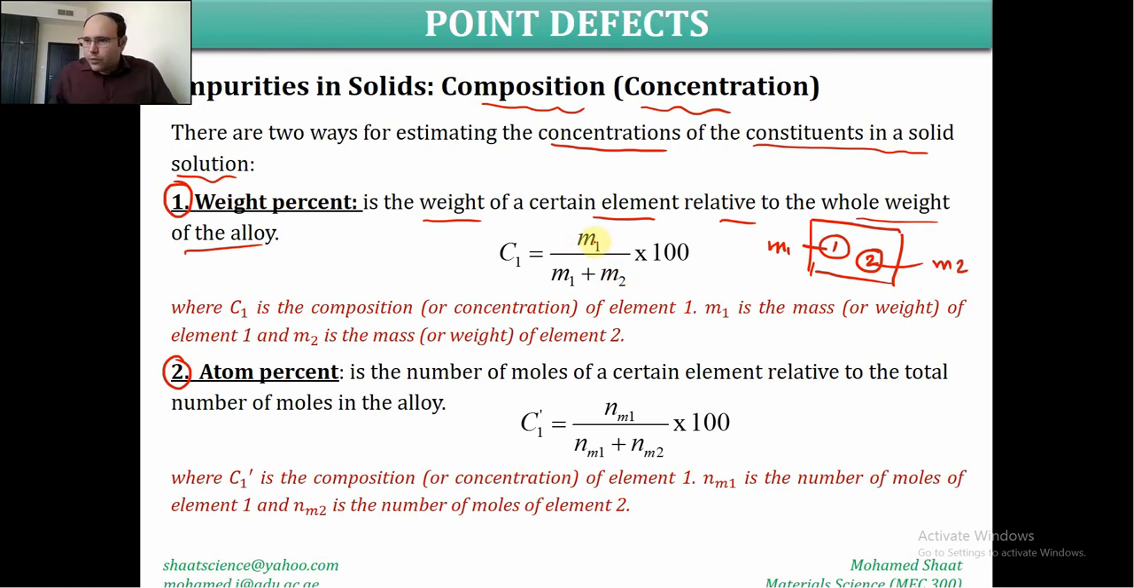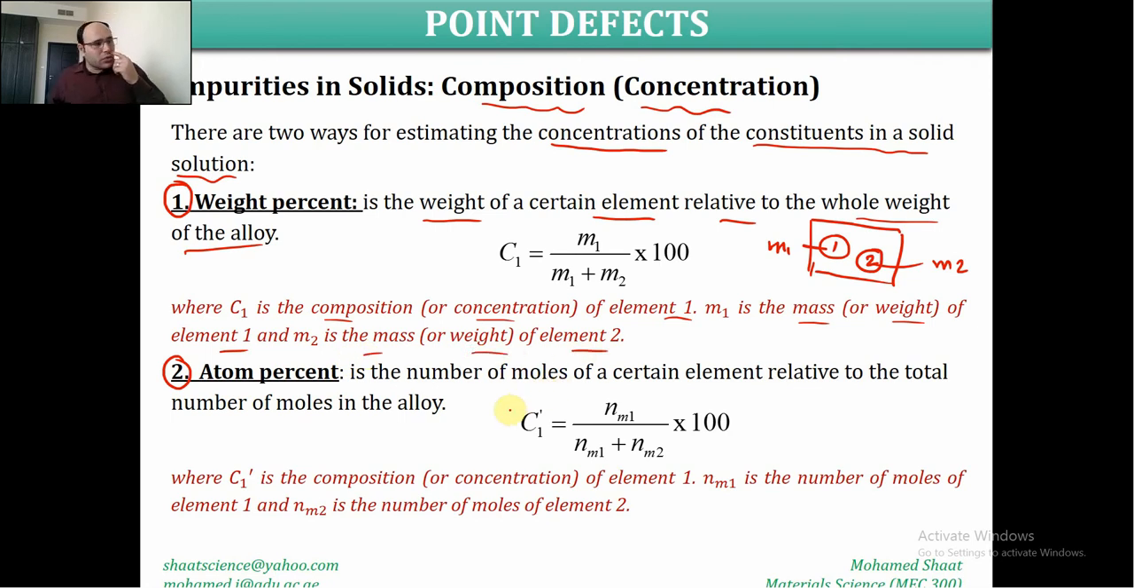So this is the mass of the first element. Since we are interested in the concentration or composition of this element 1, it is its mass divided by the total mass of the alloy times 100. This is the weight percent of this element. How about if we are interested in the weight percent of element 2? So it will be M2 divided by M1 plus M2 times 100, and so on. So C1 is the composition or the concentration of element 1. M1 is the mass or the weight of element 1. M2 is the mass or the weight of element 2.